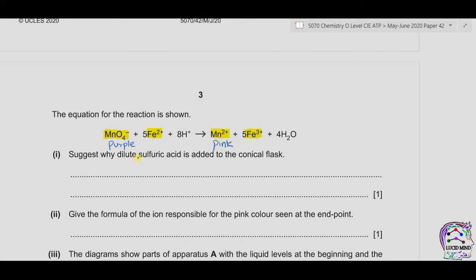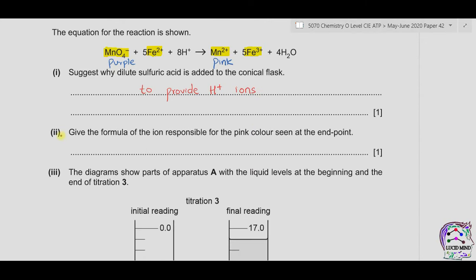Part 1. Suggest why dilute sulfuric acid is added to the conical flask. As we can see in this equation, H⁺ ions are present that help in this chemical reaction. So acid is actually added to provide H⁺ ions. Part 2. Give the formula of the ion responsible for the pink color seen at the end point. Now manganate is the purple solution that is responsible for the pink color, so we can write MnO4⁻.